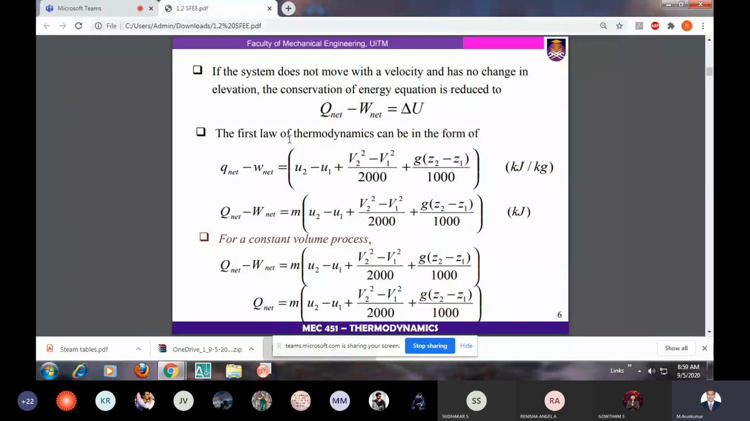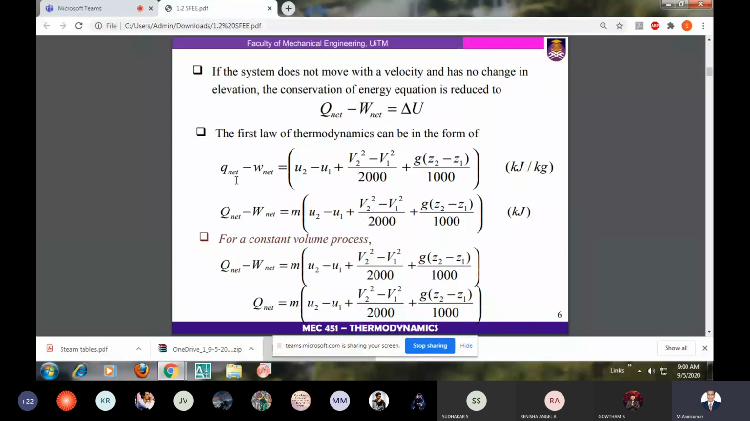Then we can write the first law of thermodynamics in the following form: Q net minus W net equal to U2 minus U1 plus (V2 square minus V1 square) by 2000, or in some cases, if the unit is kilojoule per kg, there will be 2000 in the denominator, then 1000 in the denominator. If the unit is joule per kg, we can neglect this. So we can have V square by 2. Half mv square is written as here.